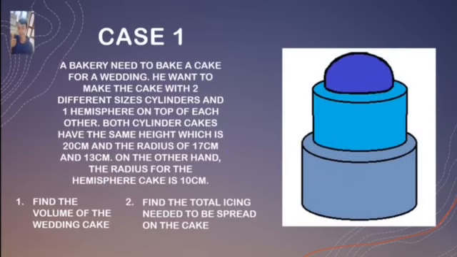For case 1, a bakery needs to bake a cake for a wedding. He wants to make the cake with two different size cylinders and one hemisphere on top of each other. Both cylinder cakes have the same height, which is 20 cm, and the radii are 17 cm and 13 cm. On the other hand, the radius of the hemisphere cake is 10 cm. First, find the volume of the wedding cake.